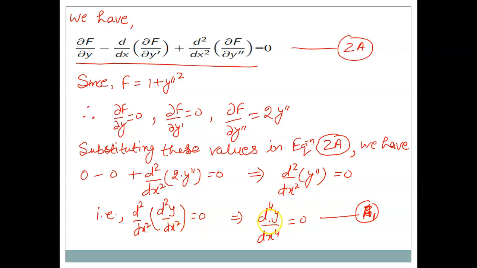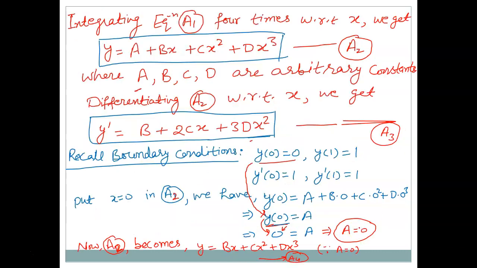Then this is the fourth order derivative, d⁴y/dx⁴. Now how to solve this? We can solve this differential equation by simply integrating on both sides 4 times with respect to x. We are calling this equation a1. We get the solution y equal to a plus bx plus cx² plus dx³. This is equation a2. Here a, b, c, d are arbitrary constants.